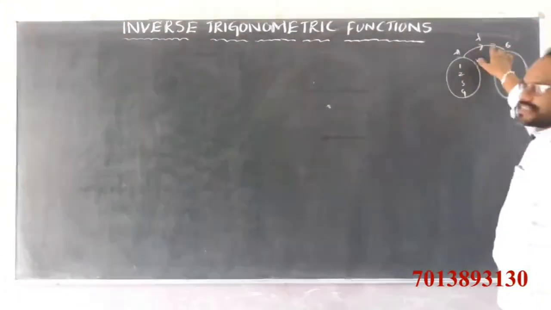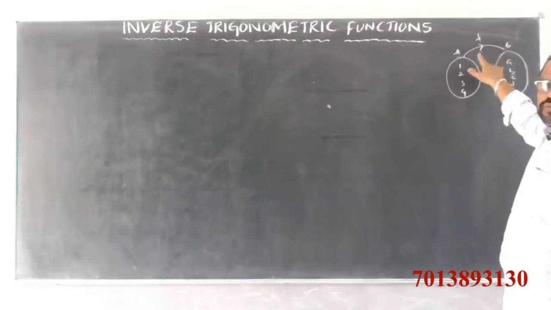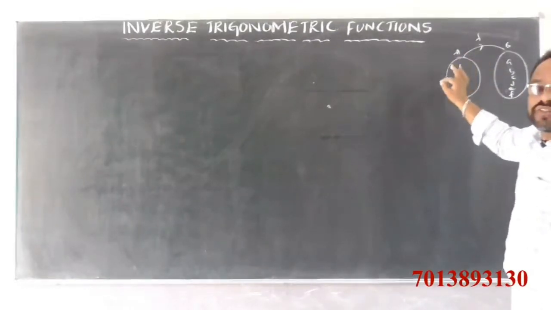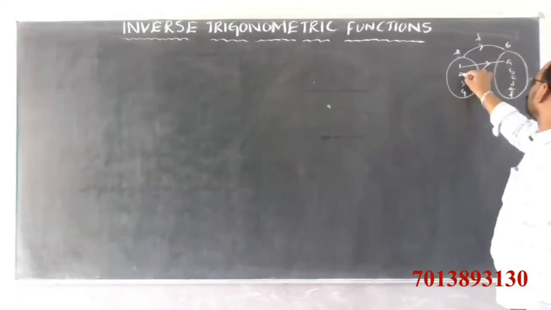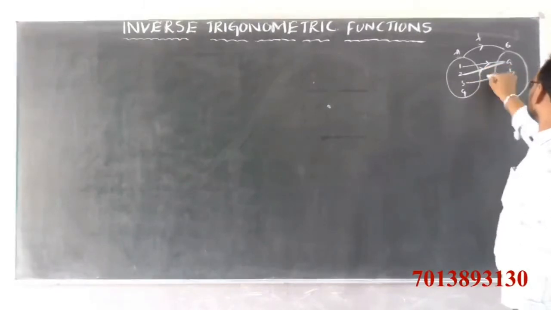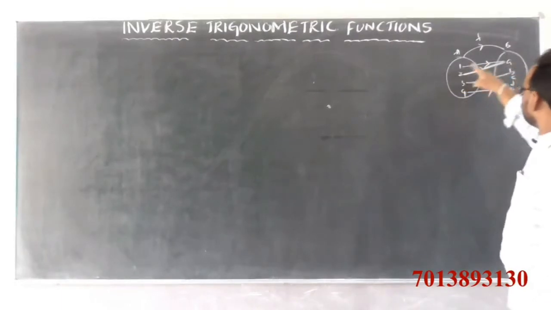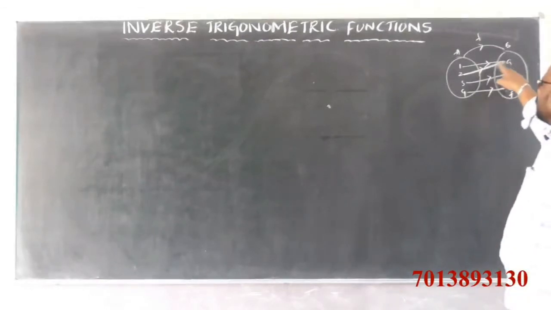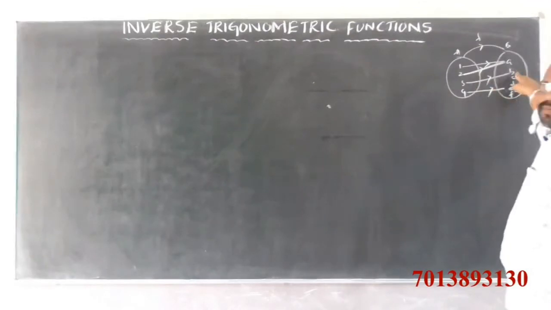So A and B are any two non-empty sets, and F is a relation from A to B. Then F is said to be a function from A to B if every element in set A is associated with a unique element in set B. Observe here: 1 is associated with a unique element in set B, 2 is also associated with a unique element in set B, 3 is also, and 4 is also associated with a unique element in set B.